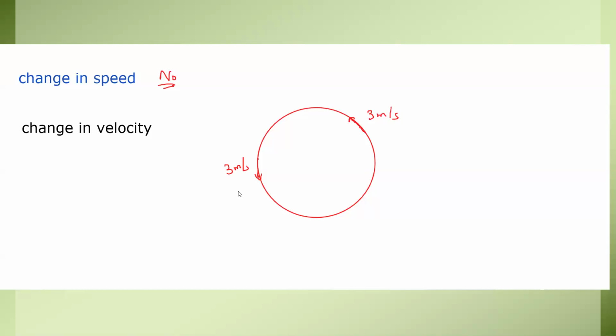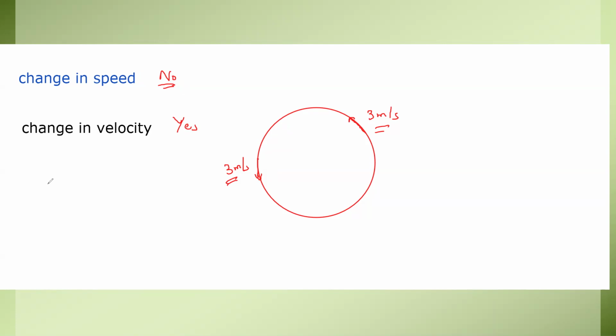Why is there no change in speed? Because the magnitude was 3 here and the magnitude is 3. But is there a change in velocity? Yes. Why do we say the velocity has changed? Because the direction has changed. Irrespective of how the direction changes, even a slight change in direction means there is a change in velocity. So this object has changed its velocity because the direction has changed.